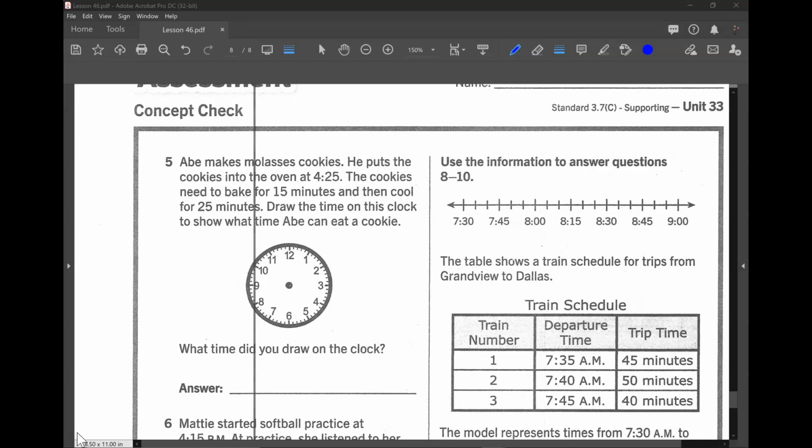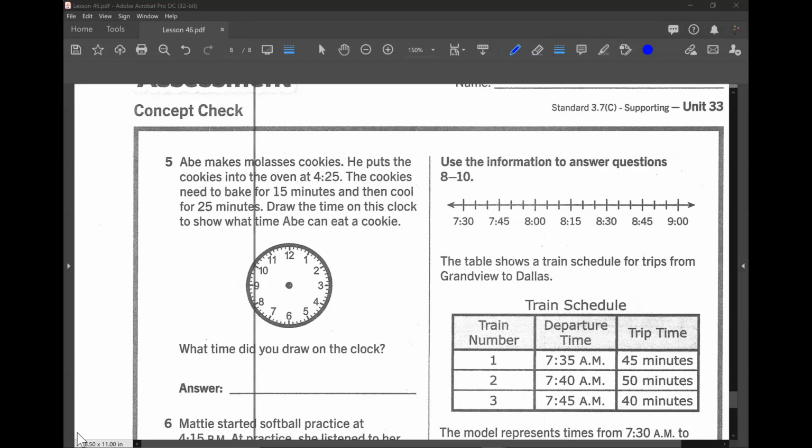So number 5. Abe makes molasses cookies. He puts the cookies into the oven at 4:25. The cookies need to bake for 15 minutes and then cool for 25 minutes. Draw the time on the clock to show what time Abe can eat the cookies. What time did you draw on the clock?